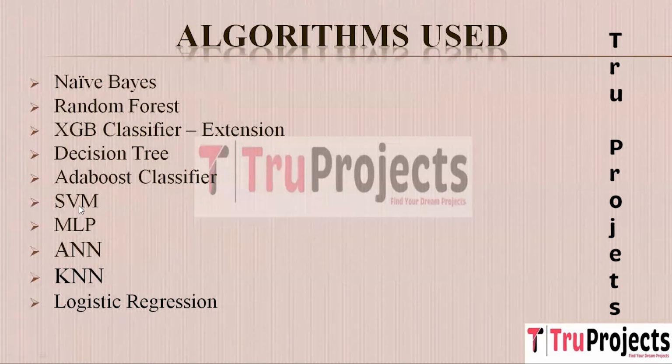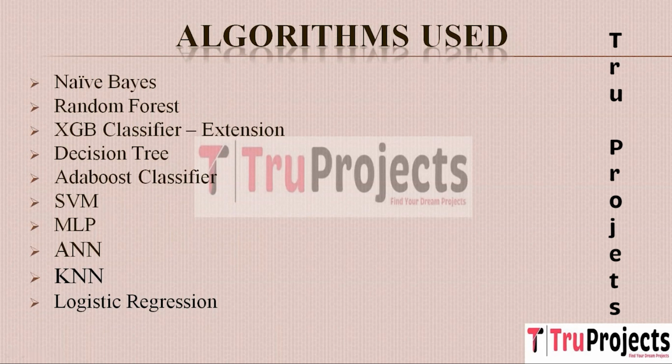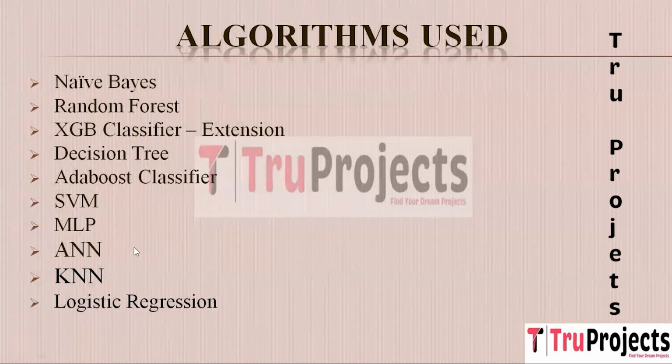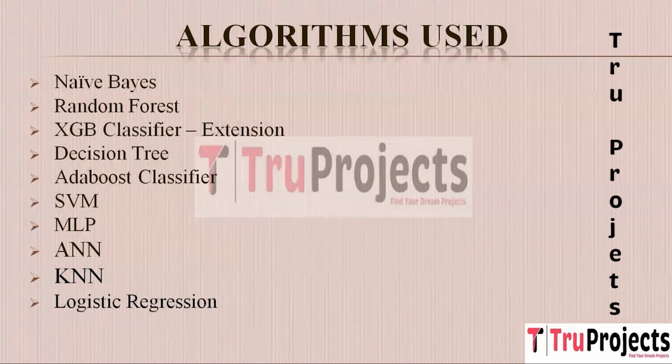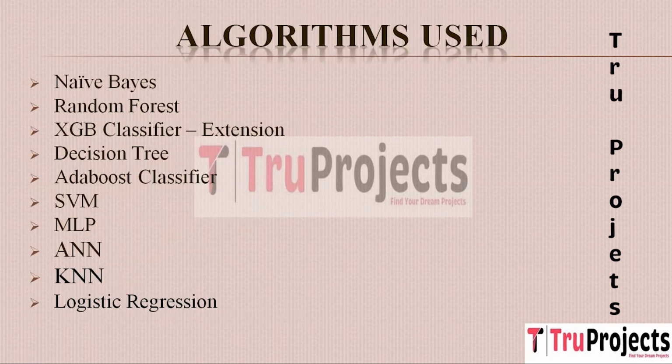The next algorithm used is Support Vector Machine (SVM). It is a powerful algorithm for binary and multi-class classification, adept at handling high-dimensional text data by finding optimal decision boundaries. And the next two algorithms used are MLP and ANN. So, multi-layer perceptron MLP and artificial neural networks ANN are deep learning models capable of capturing complex patterns and nuances in text through multiple layers.